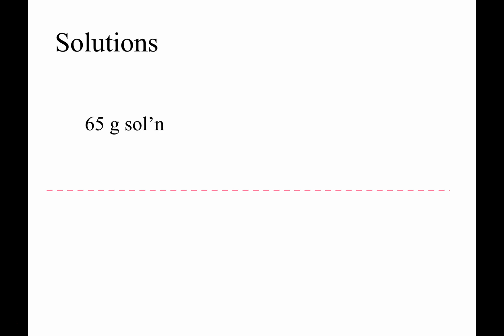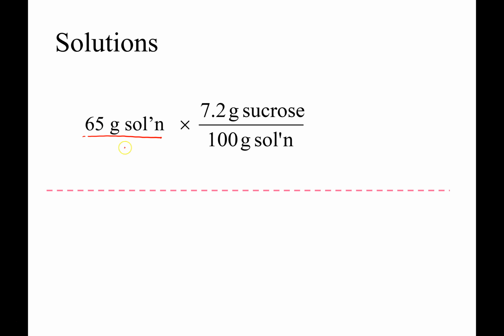So, no pun intended, the solution to this problem. In this first case, we were going from grams of solution to grams of sucrose. So we put 65 grams of solution over 1. If we want units of grams of solution to cancel, what units are in the denominator of the next term? Grams of solution, yes, exactly. And when we unpacked weight percent, we had, by definition, 7.2 grams of sucrose per 100 grams of solution. And just to make sure we're all on the same page, on my answer keys I would put the first term over 1.